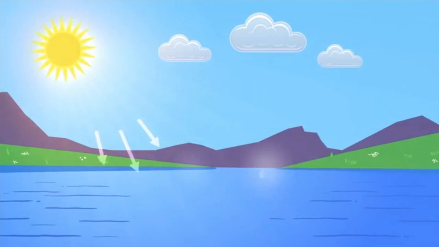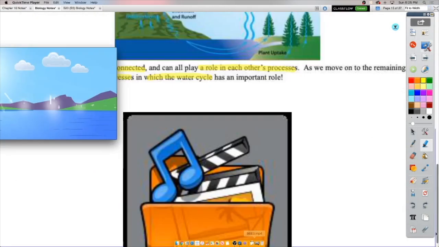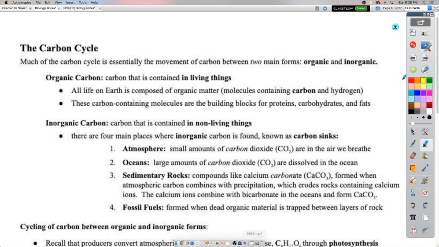It ends up right back where it started. It has to, otherwise the cycle would eventually end, right? Which, lucky for us, it has not done yet, anyway. Okay, the next of the matter cycles that we're going to look at is the carbon cycle.